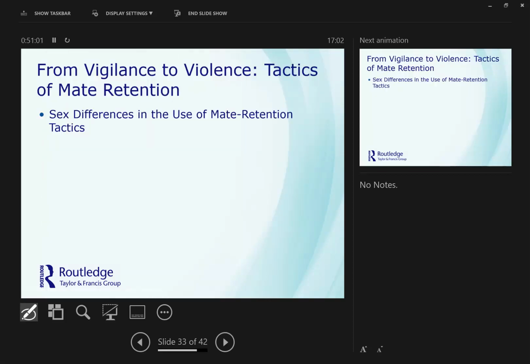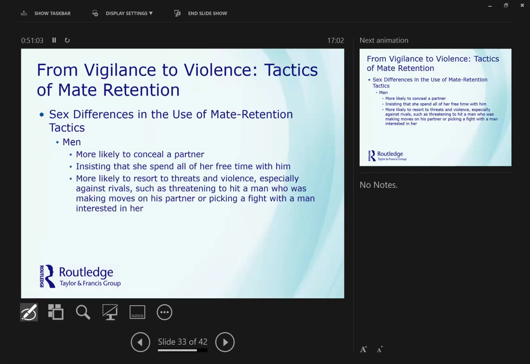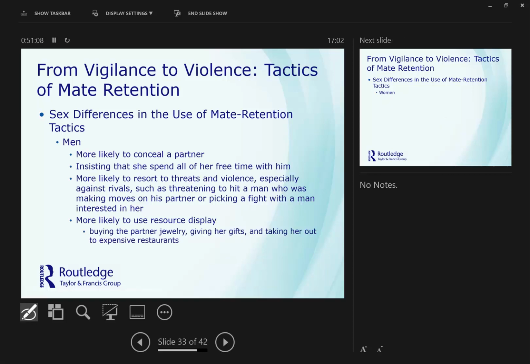All right, so here's a bunch of charts. You don't have to worry about that. What about mate retention tactics, right? Men are more likely to conceal a partner. That doesn't mean you're hiding a partner from your partner. That means you're hiding your partner from everyone else, right? Miriam, why would we want to hide our partner from everyone else?